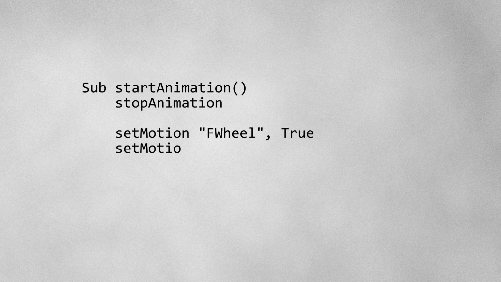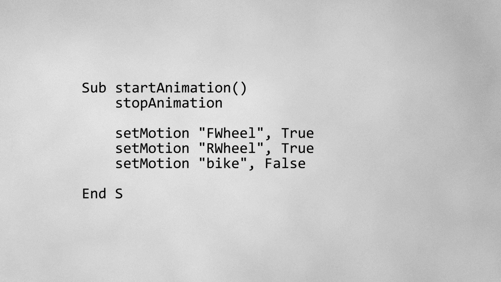Inside this macro, we first call Stop Animation to clear any running animations, then use Set Motion to animate each wheel with spinning, true for rotation. For the bicycle frame, we set rotation to false.